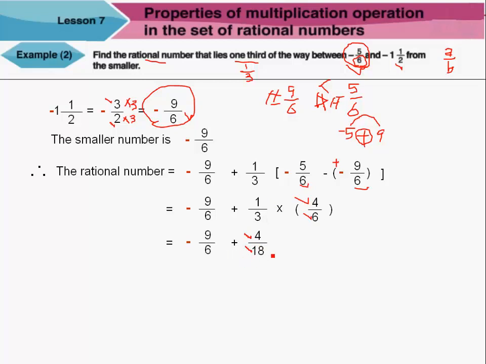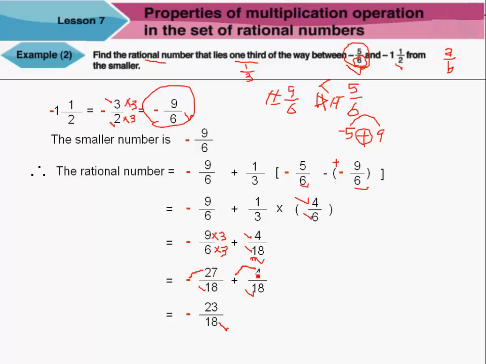Okay, again, the denominator here is 18 and here is 6. We must have the same denominator. So, if we multiply 6 times 3, it will give 18 as this one. We multiplied here times 3, so we must multiply the numerator times 3 also. So, this will be minus 27 over 18 plus 4 over 18. We have the same denominator, and here we have minus 27 and plus 4.